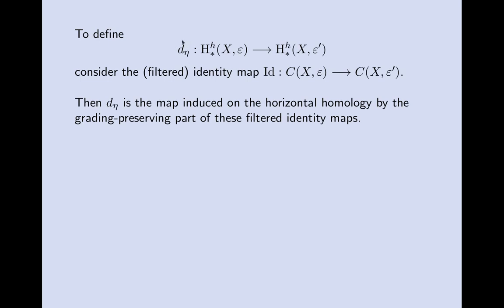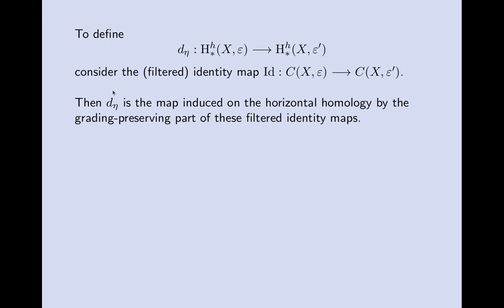This map here is just going to be induced by the identity map. And what do I mean by that? The identity map between the filtered chain complex of the bicolored simplicial complex X and X with the coloring epsilon prime is a filtered map, meaning that the image of the identity of any given simplex will either have the same number of white and black vertices, and so it will have the same filtration level, or it will be decreased by 1.